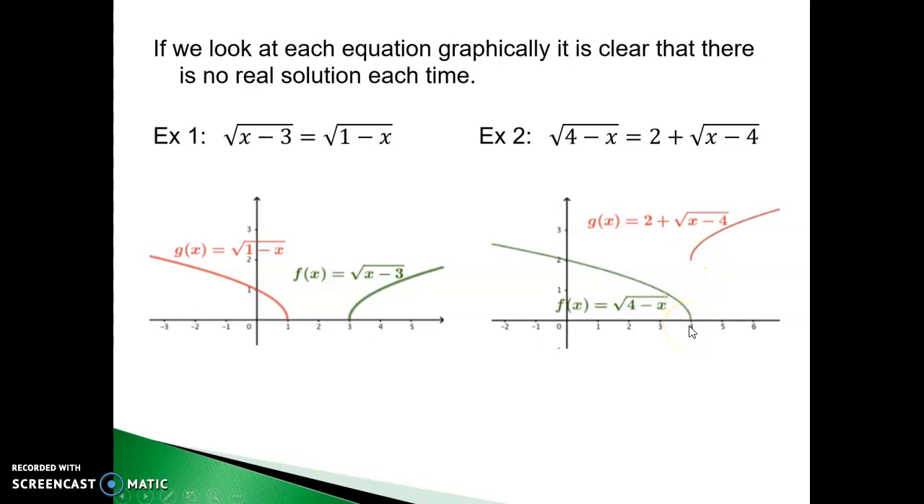When we look at the second example, we do share 4 in common, but they don't intersect at that point. They are two completely different points. So one has it where y is equal to 0, and the other one has it where y is equal to 2. So again, the two graphs never intersect, and therefore they do not have a solution.